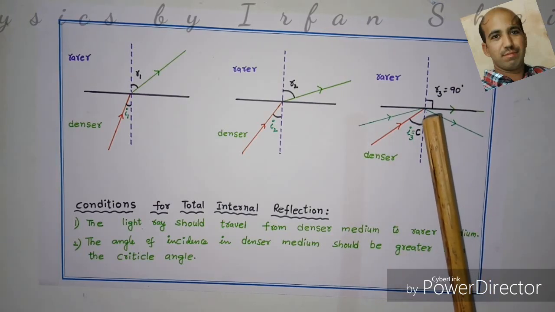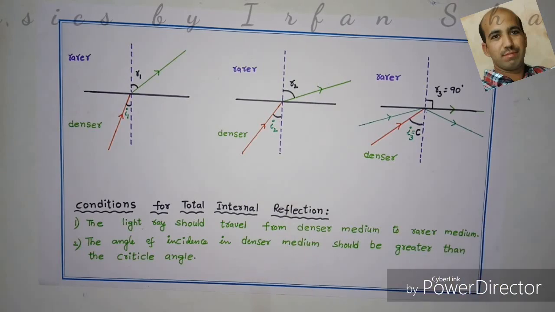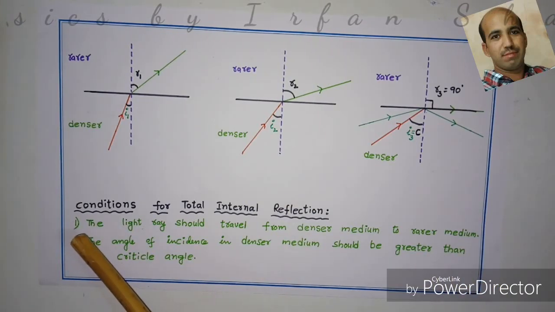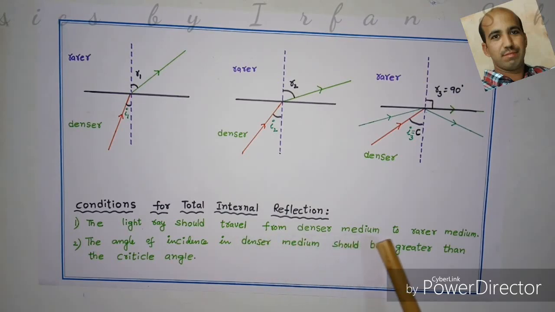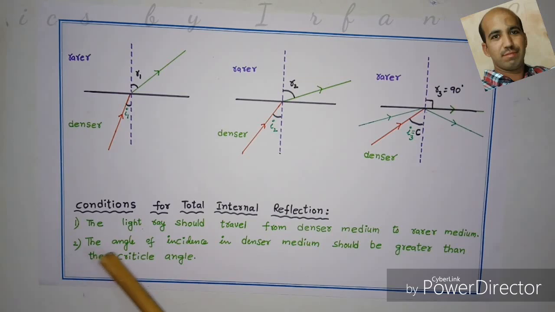There are some conditions for total internal reflection. The first one, the light ray should travel from the denser medium to the rarer medium. The second one, the angle of incidence in the denser medium should be greater than the critical angle. Let us try to understand this with an example.